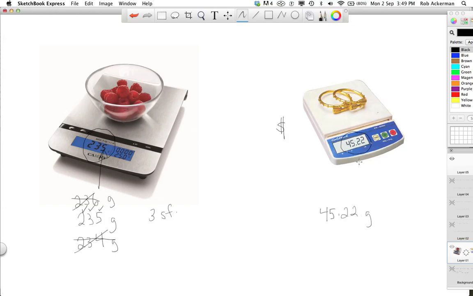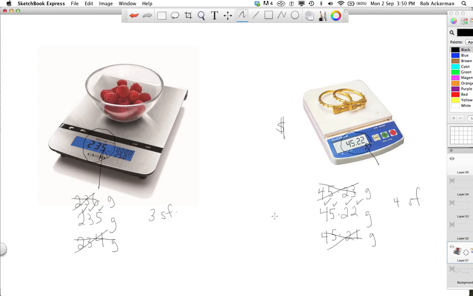But getting back to what this number really means, this is telling you that the scale believes that the mass is not so low as 45.21, otherwise it would have said that because it's quite capable of saying that in the ones column. Also, the number is not as high as 45.23 grams because otherwise, for the same reason, it would have said that. In other words, it's confident that the 4, the 5, the 2, and the 2 are meaningful, significant numbers. There are 4 of them, so this is 4 sig figs.